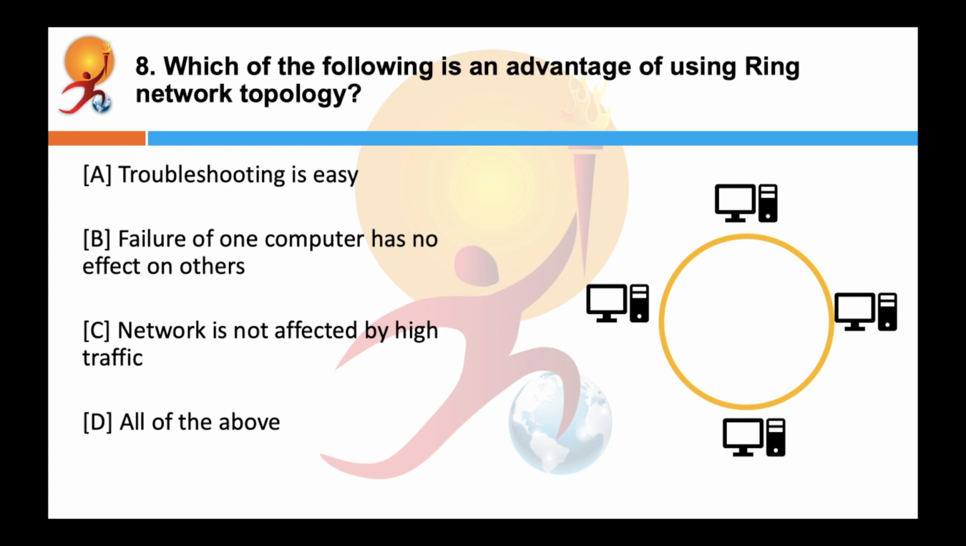Which of the following is an advantage of using ring network topology? Correct answer is C. In ring topology, each computer is connected to another computer, with the last one connected to the first. Exactly two neighbors are there for each device. The advantage of using a ring network is that the network is not affected by high traffic.